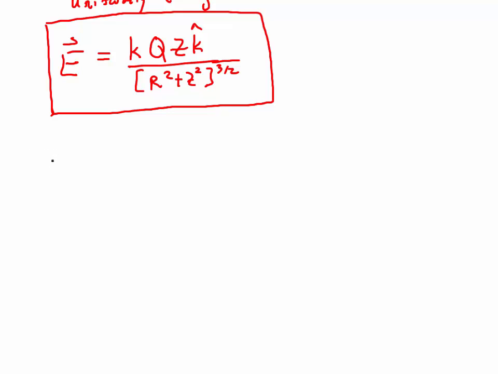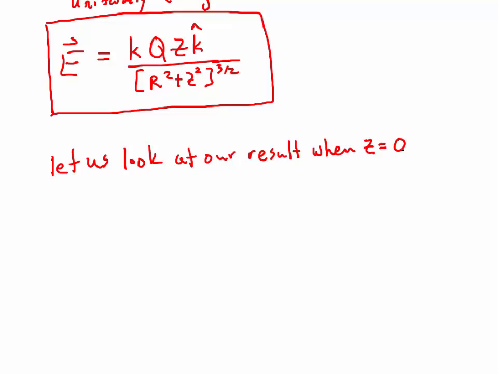So let's start by looking at our result when z is equal to 0. Now if z is equal to 0, we can see right above that the electric field is equal to 0. So when you put 0 into our result above here, then you get no electric field.